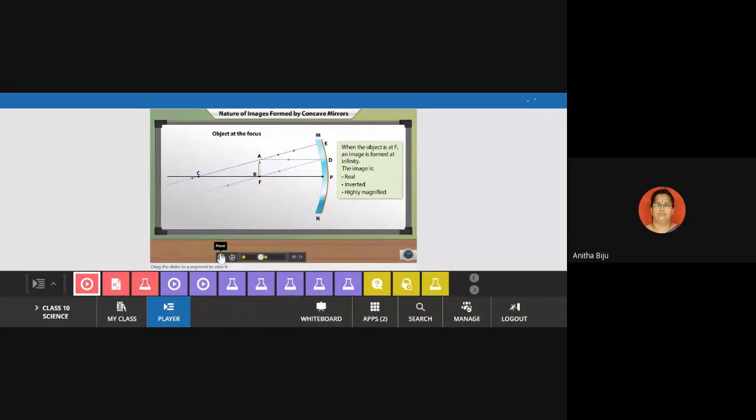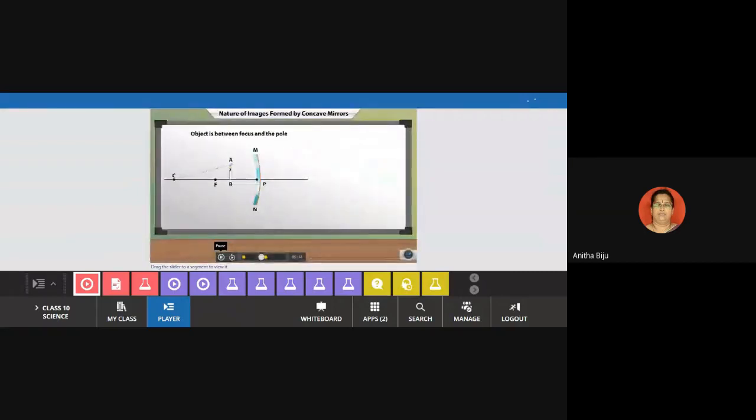Let's move ahead. The image is formed at infinity. If the object is placed between the principal focus F and the pole, this is the next case. You can see that we are now moving near to the mirror. Which place is left now? The object is placed between pole and the focus. Locate the position of the object. It is slightly moving towards the focus, so that we will get a perfect diagram. So the object is placed between pole and focus.